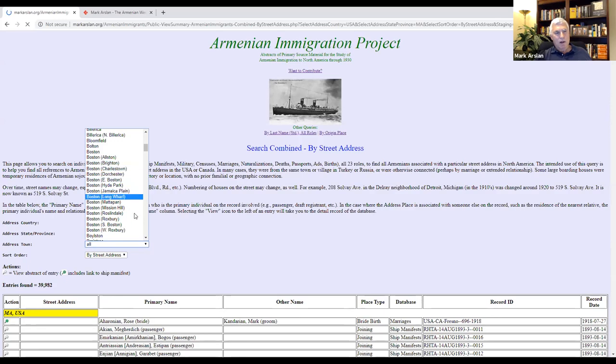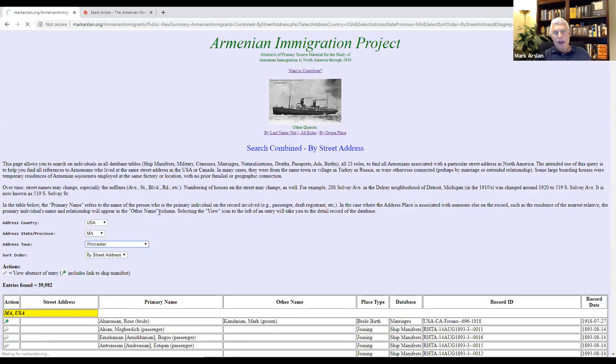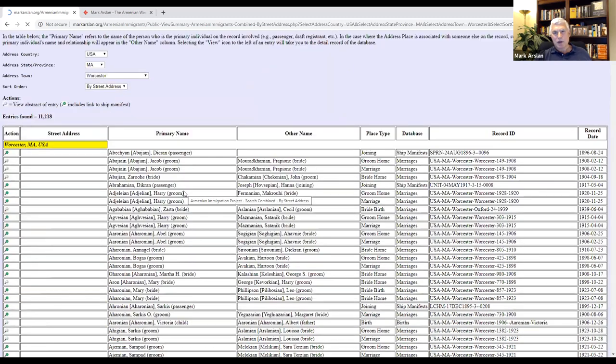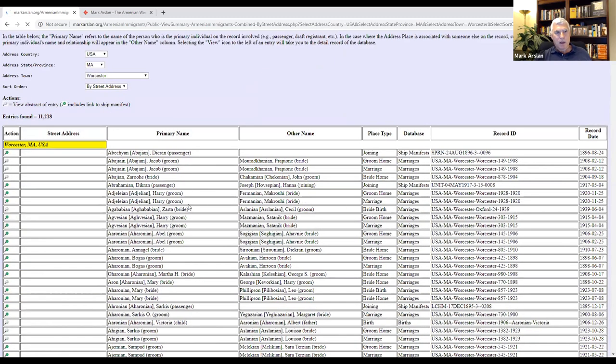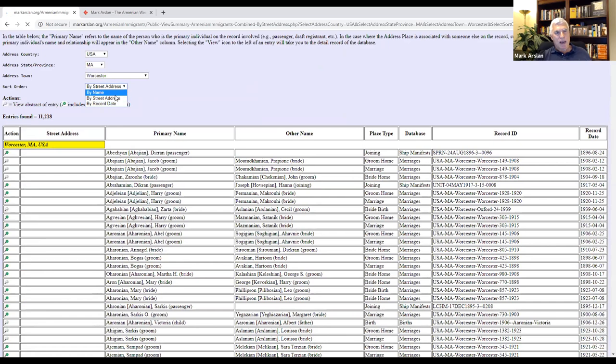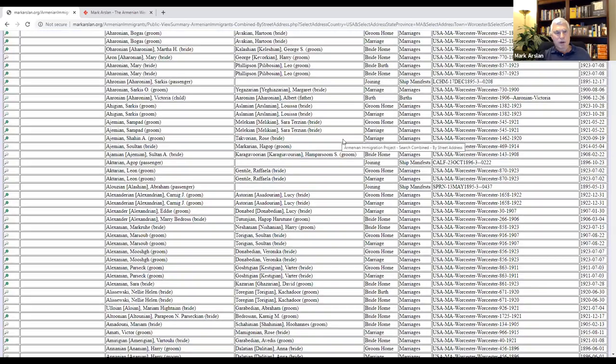So that's Boston, but you want to look at Worcester, okay? So we're going to find Worcester down here at the bottom. So there's Worcester, okay? This will show you every single record that I found in my database that mentions Worcester. So I have 11,000 records mentioning Worcester. That's a lot of records, right? And I can search for records by person's name, by street address, or by the date of the records. The default is street address.